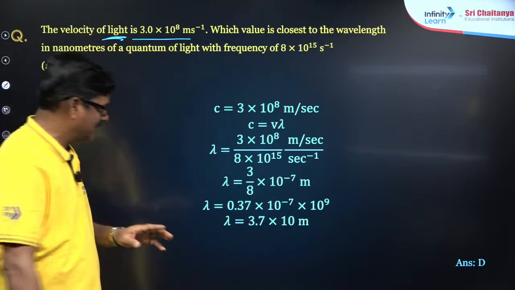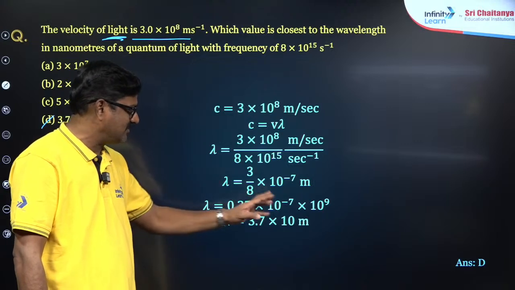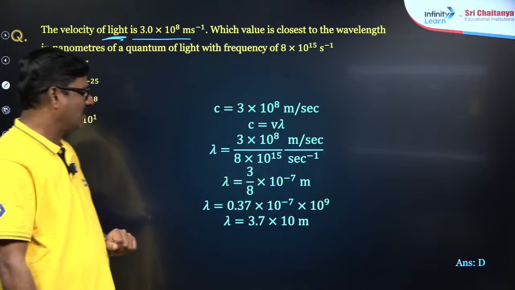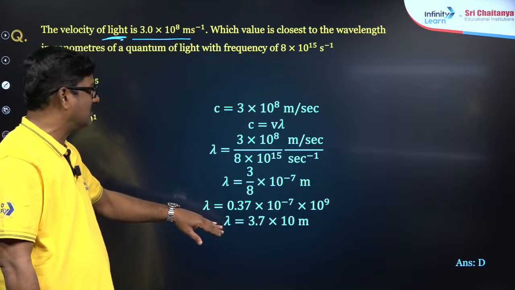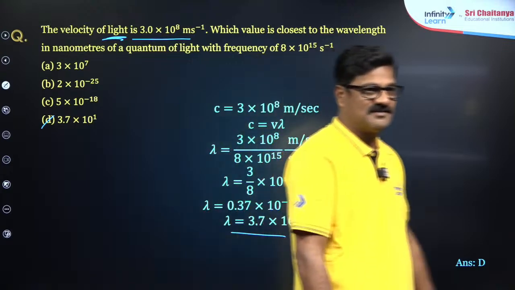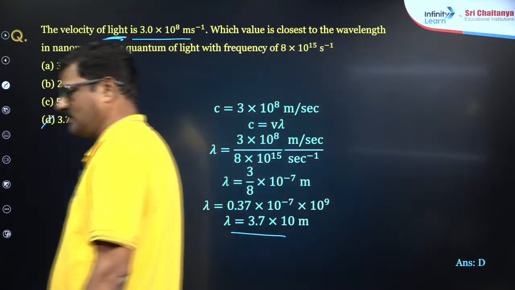पिछला क्वेश्चन का है हेमंत. So lambda is equal to 0.37 into 10 power minus 7 into 10 power 9. It comes in the meters. Okay. So if it is said that nanometers से meters convert करना है, okay, so it is coming to be 37 is the answer. Got it? Clear? So my answer is 3.7 into 10.